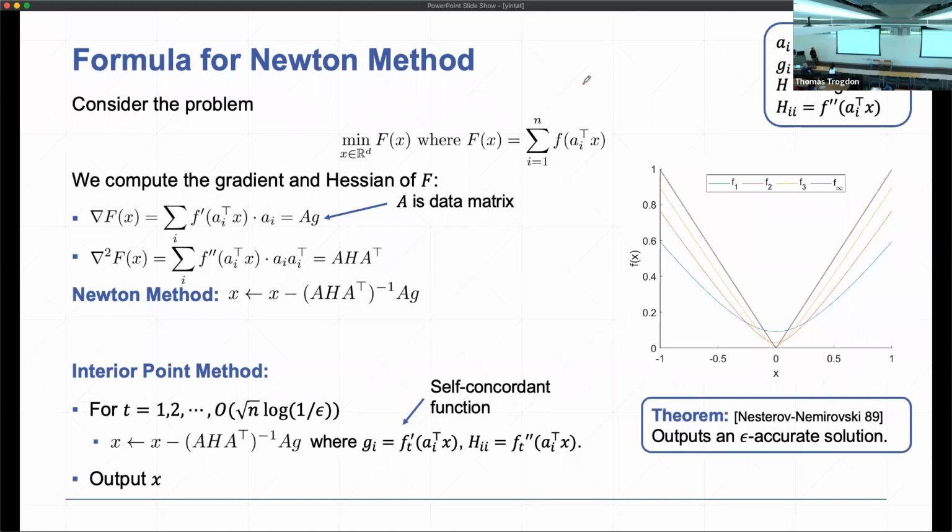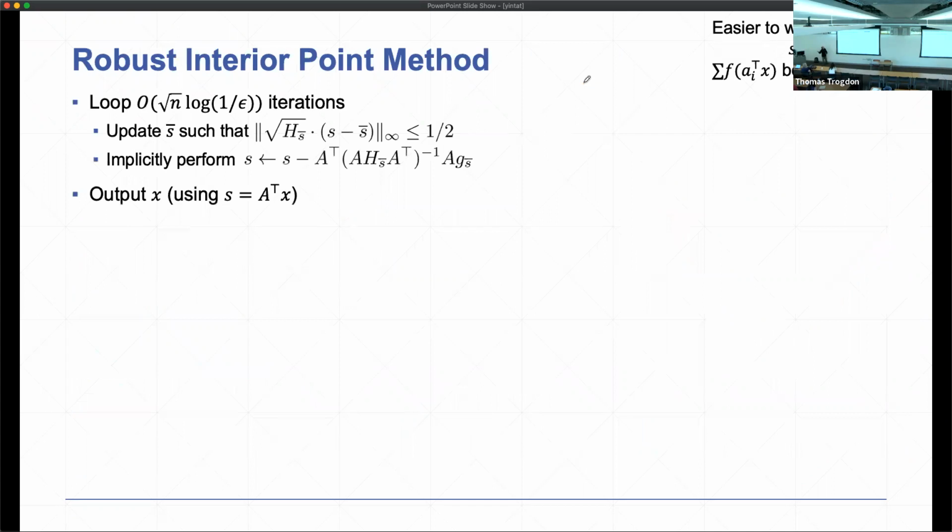They show this algorithm gives epsilon accuracy after log 1 over epsilon steps, square root n times log. And our robust interior point method is essentially the same, except I do some change of variables. So here, the original problem is this. The formula is a little bit messy, so I define S as a vector: S is A transpose x, such that I can write them in a very decomposed way. And with this new version, the number of steps is still the same.